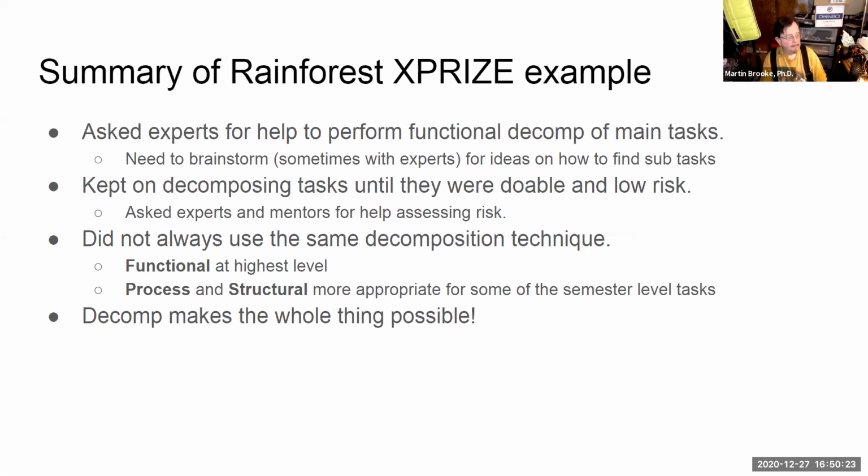So in summary then, here are the key points that we can learn from the XPRIZE decomposition. We asked experts for help to perform functional decomposition of the main tasks. We needed to do brainstorming, sometimes with experts, for ideas on how to find the subtasks. We kept on decomposing tasks until they were doable and low risk. And we asked our experts and mentors for help on assessing the risk if we didn't know how to do it.